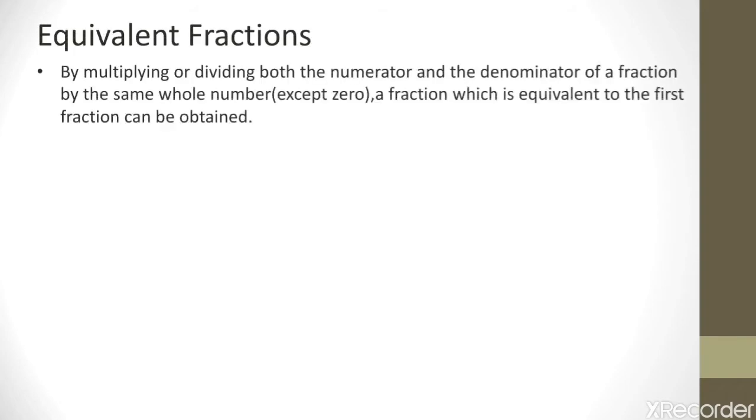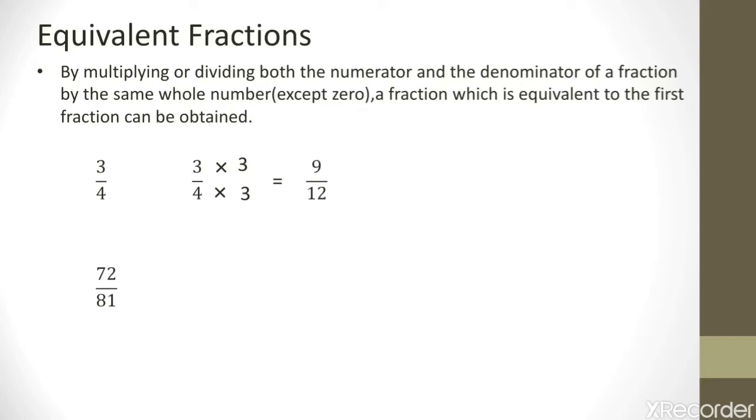These are the lessons that you were taught in smaller grades. So thereafter you have to know what equivalent fractions mean. By multiplying or dividing both the numerator and the denominator of a fraction by the same whole number except 0, a fraction which is equivalent to the first fraction can be obtained. So let us take for an example 3/4. I am going to multiply the numerator by 3, and I have to multiply the denominator also by 3. Then the answer will be 3 times 3 is 9, 4 times 3 is 12, 9/12. So I can take 9/12 as an equivalent fraction for 3/4.